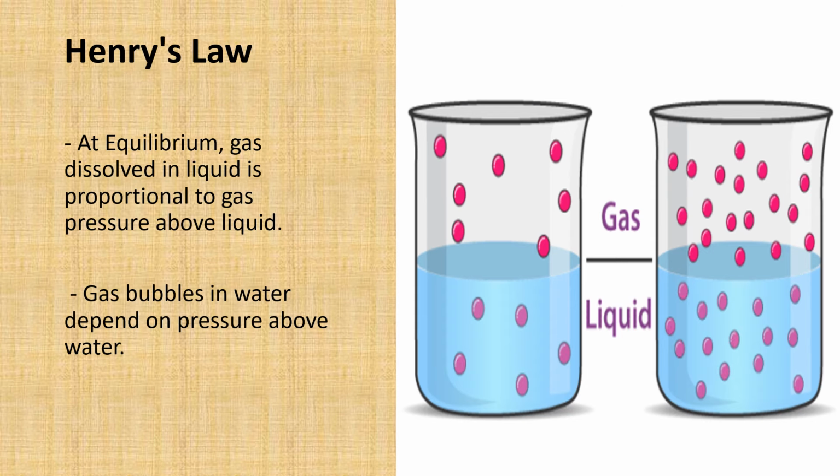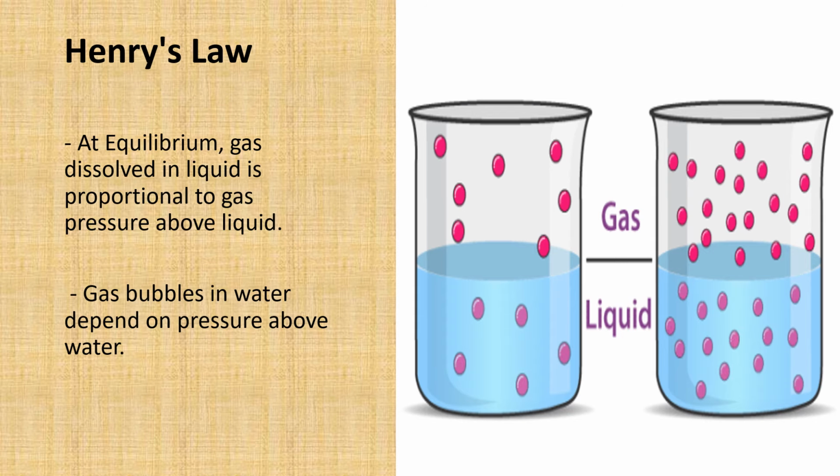Henry's law. For your exam, remember this. At equilibrium, the amount of gas dissolved in a liquid is proportional to the pressure of the same gas above the liquid. What this actually means. Imagine you have a bottle of water. When you shake the bottle and open it, you might see some bubbles. Those bubbles are gases like oxygen and carbon dioxide dissolved in the water.